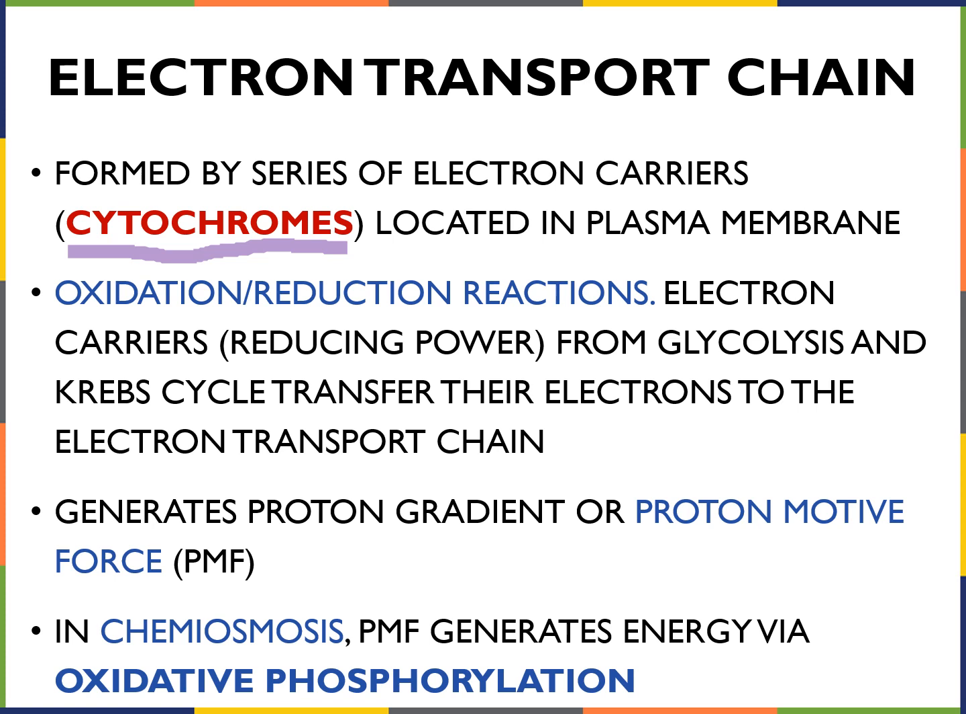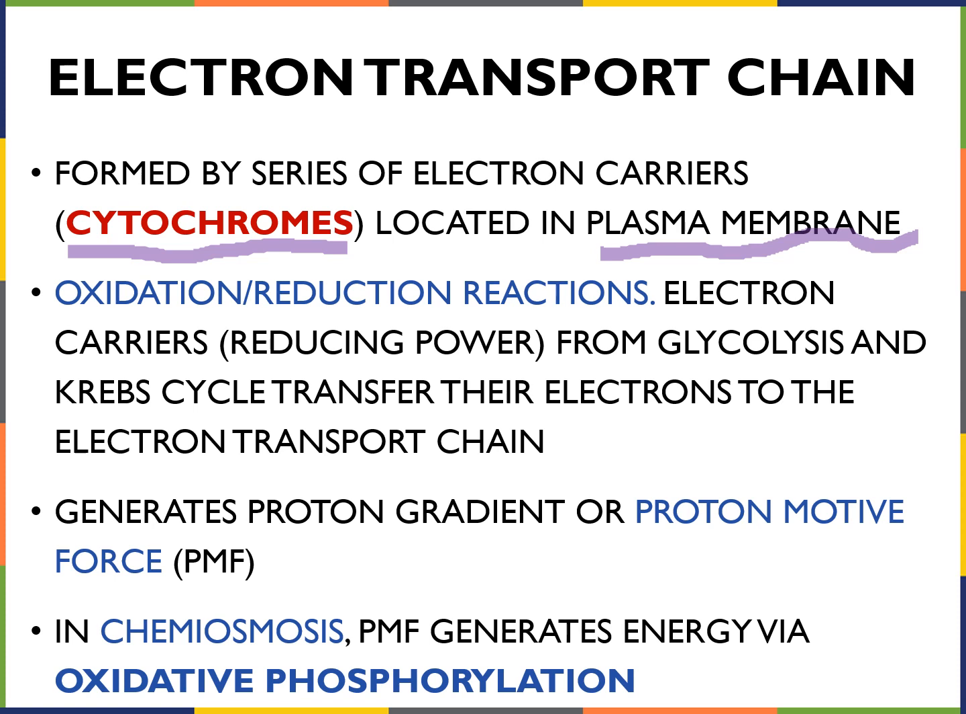Make sure you notice the location of the electron transport chain. The location of the electron transport chain is in the plasma membrane. Now, if you compare that to a eukaryotic cell, the electron transport chain is located in the mitochondria. But remember, prokaryotes don't have mitochondria. So the electron transport chain is located in that plasma membrane, that phospholipid bilayer that we talked about.